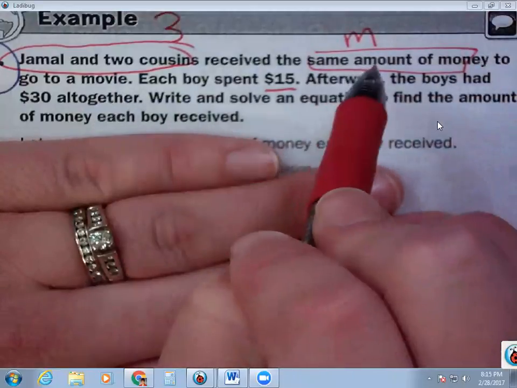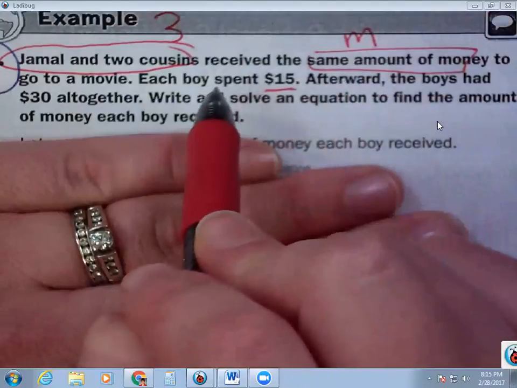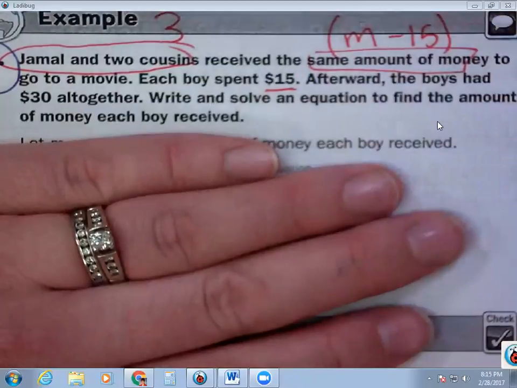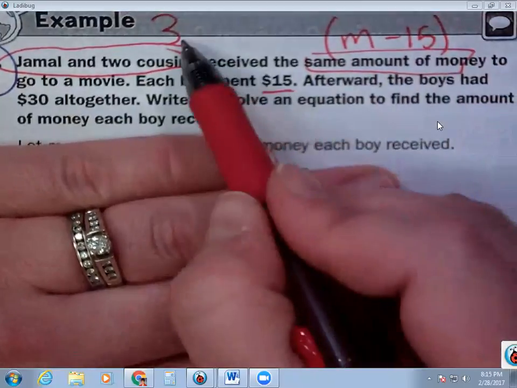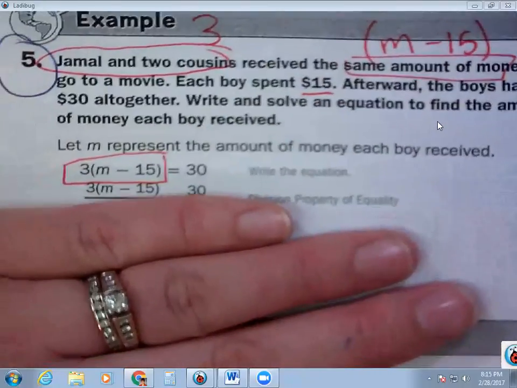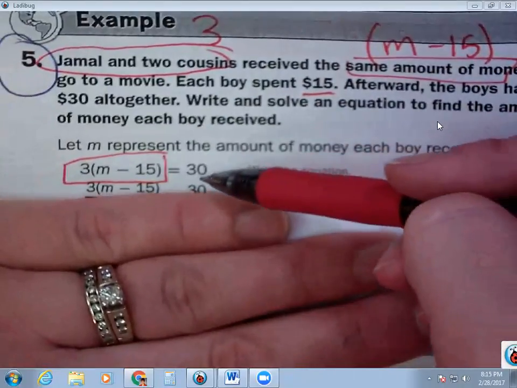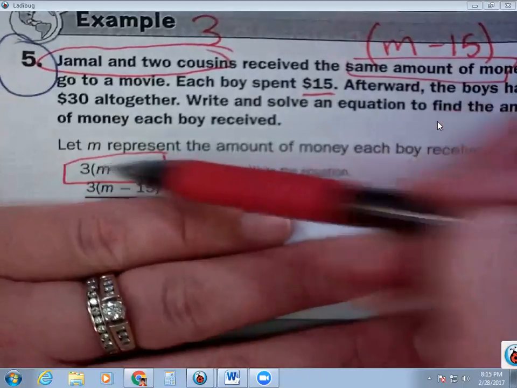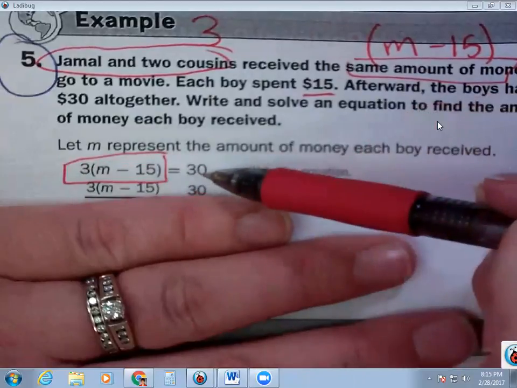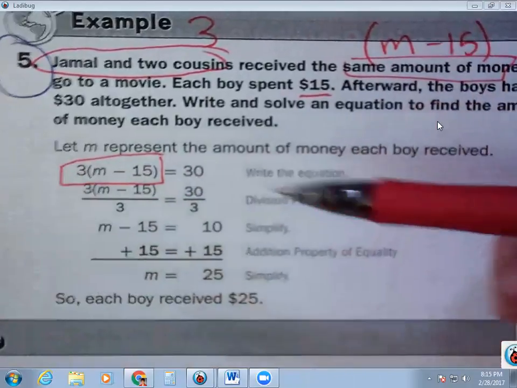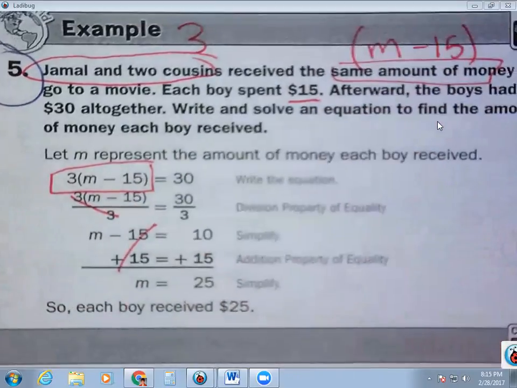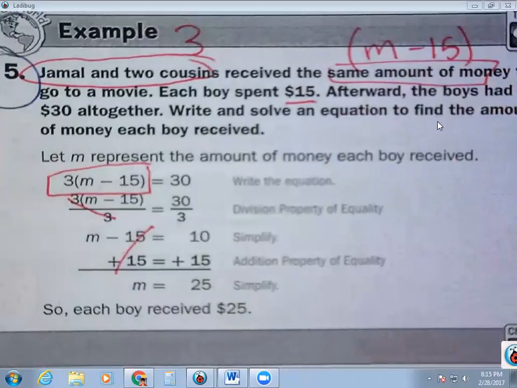So they have some money and they subtracted $15 and they still have some money left over. So M minus 15 is really how much they have left after spending. And how many of them were there? 3. So we've got 3 times the quantity. 3 times M minus 15 equals 30. That's how much money they have left. So if we took their money, took away the $15, whatever they had left, times the 3 of them, that's going to equal $30 total. Crazy, I know. And then we're going to divide by 3 on both sides, add 15, and then we're going to get $25 for each of them. Okay, that's a little funky.